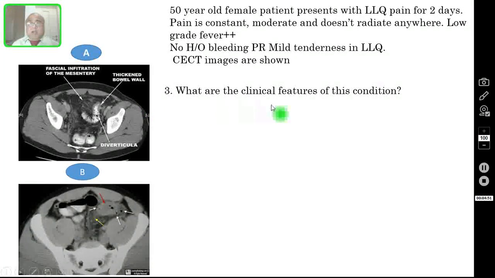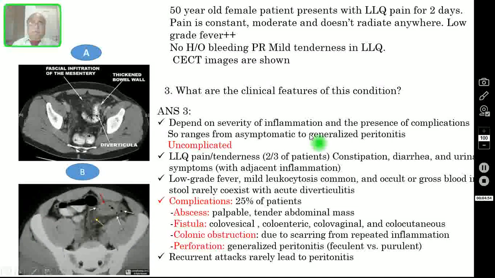Question number 3, what are the clinical features of this pathology? The correct answer is that the clinical features depend on severity of inflammation and presence of complications. So it ranges from an asymptomatic patient to generalized peritonitis. If it is uncomplicated acute diverticulitis, the patient may have left lower quadrant pain and tenderness in 2/3 of the patients. Patient also may have constipation, diarrhea or urinary symptoms because of adjacent inflammation.